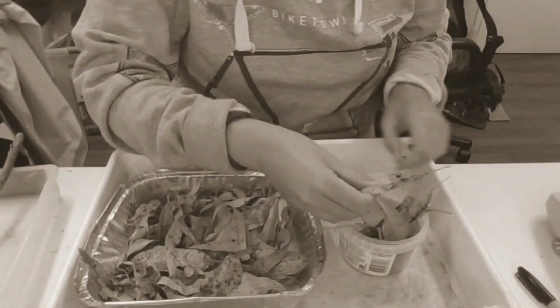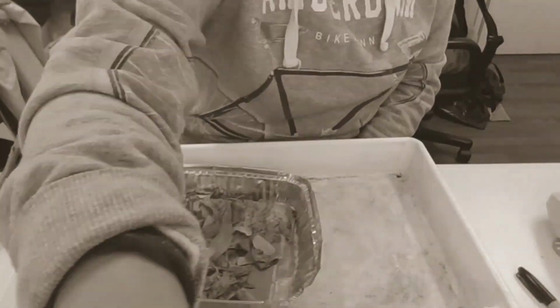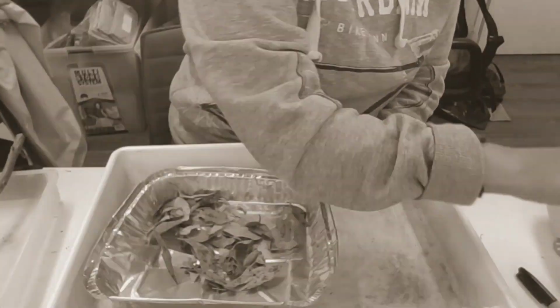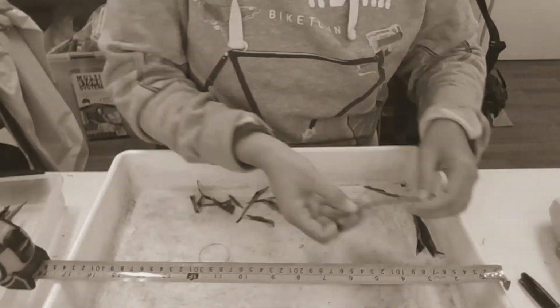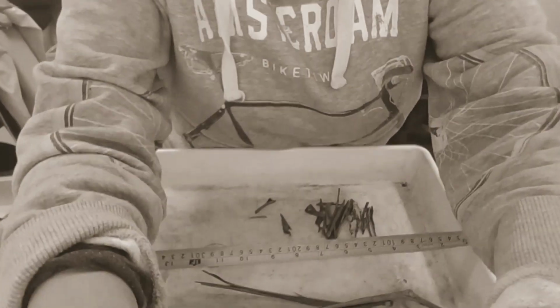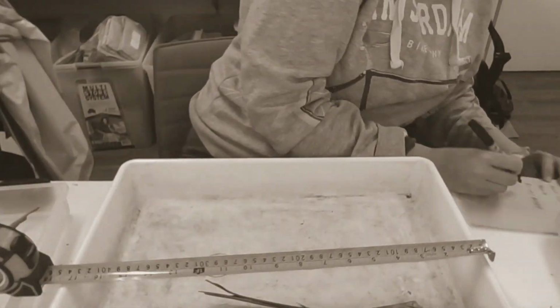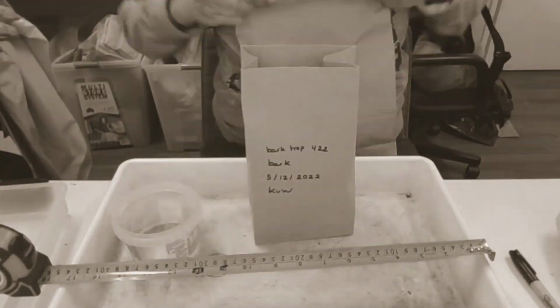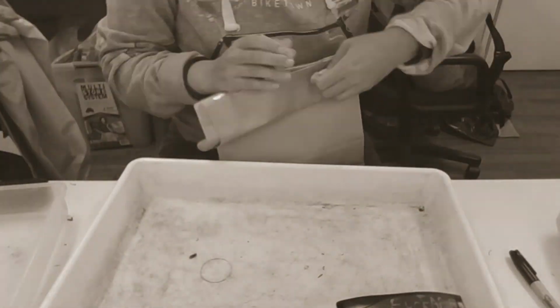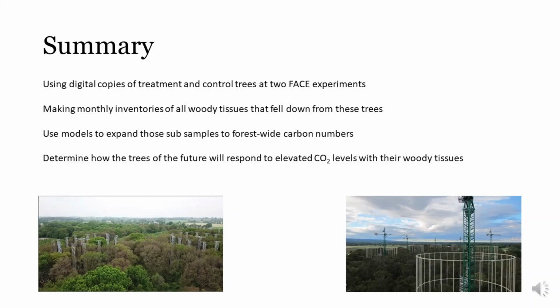I placed bark traps along certain trees in the forest, and you now see a sped up video of me sorting through one of those monthly inventories, where I am separating the bark litter from the leaves, the twigs and the fruits, so that I can later define how much bark is lost from these trees over time.